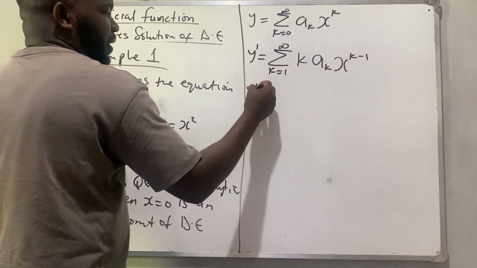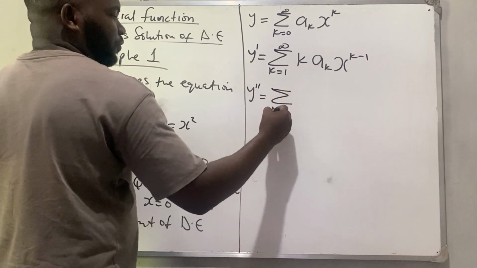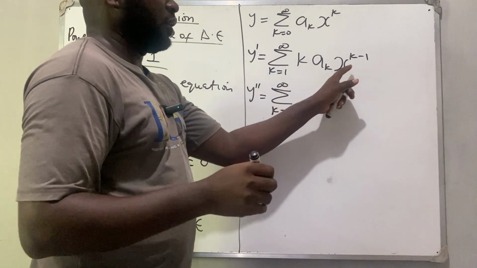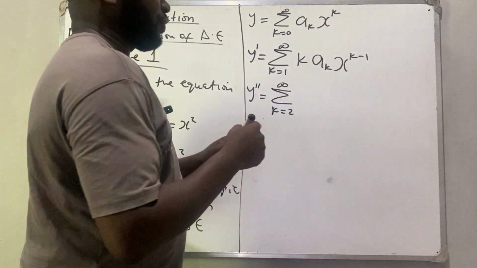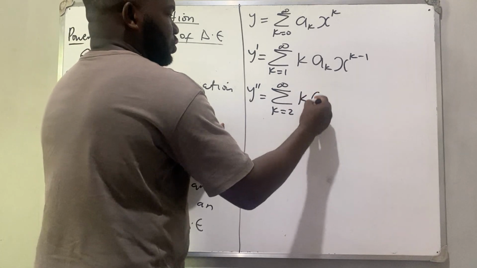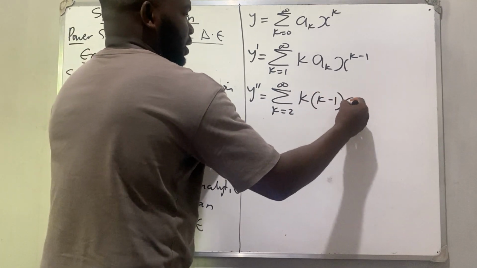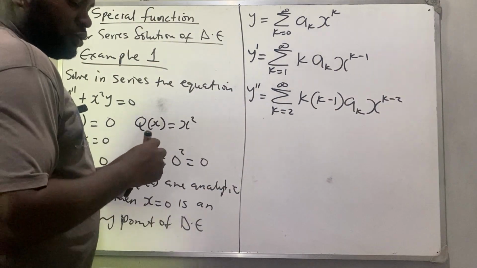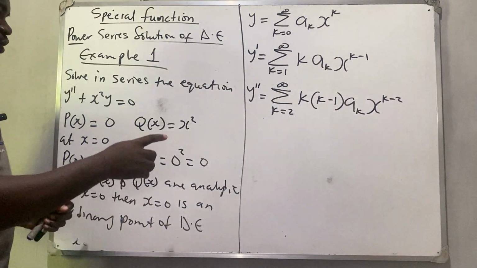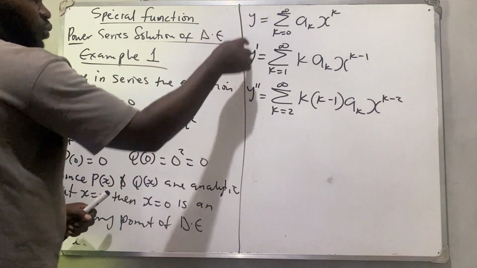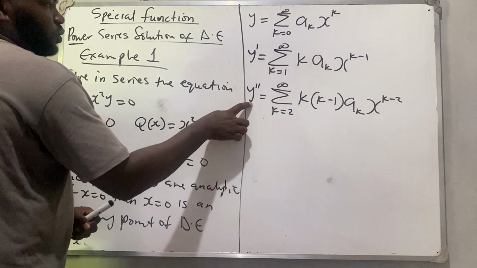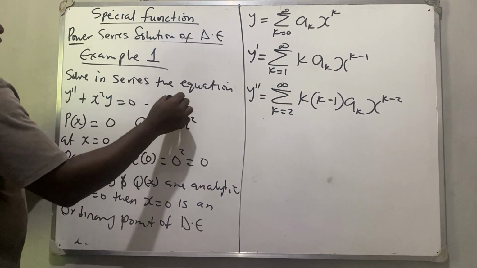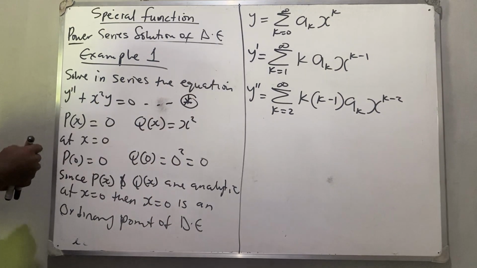So y prime prime is now the summation of k starting from 2 to infinity of, differentiating x again, so multiply by this power and remove 1 from the power. So I'm going to have k into k minus 1 ak x raised to power k minus 2. Okay, so that is how it will now look like. So if we now substitute this one and this one, we did not have this one, so we're going to substitute this one and this one in this equation. Let me call this equation star. We are going to substitute it in equation star.